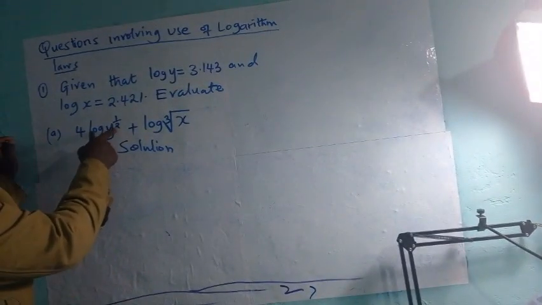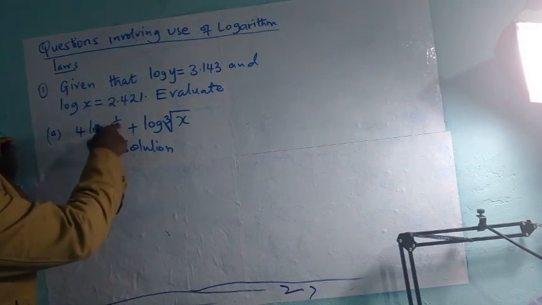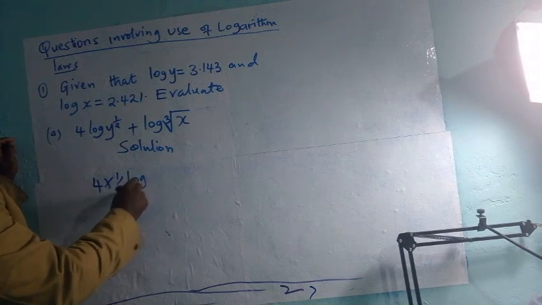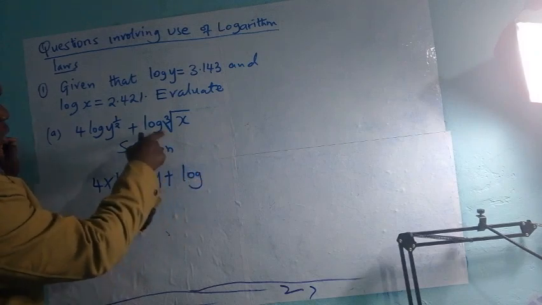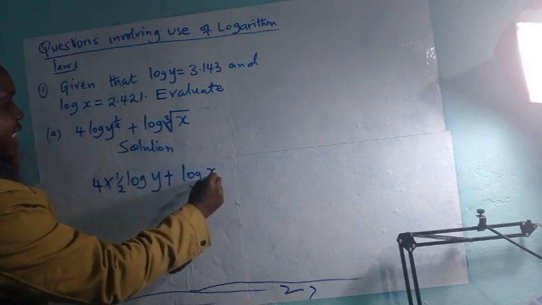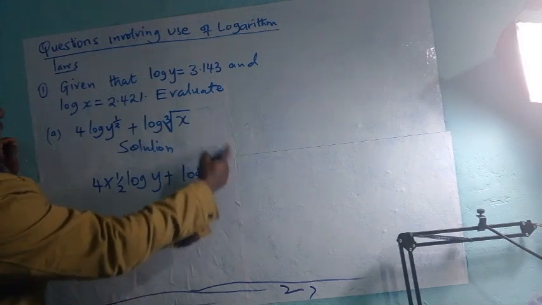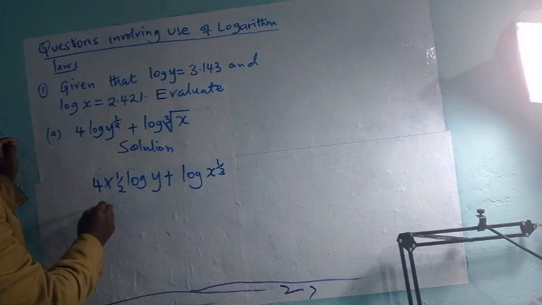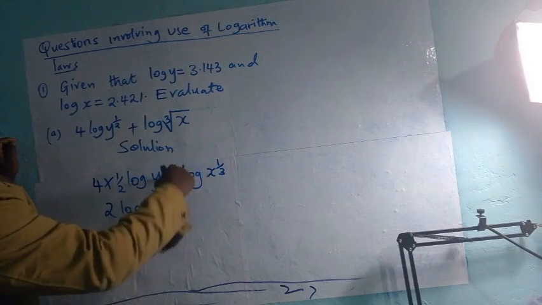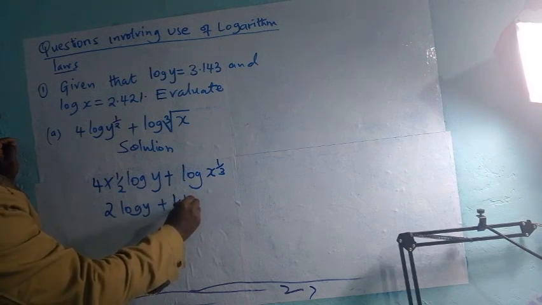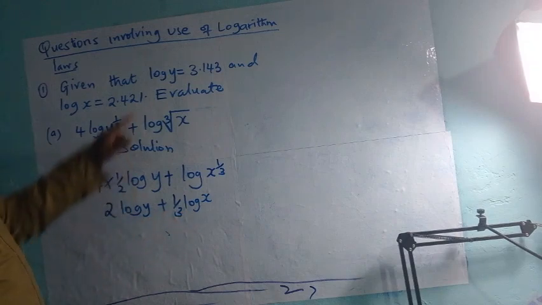In our solution, bring the power to this side. So we will have 4 times the power, which is a half, log y. Then plus log, this one is the same as x raised to power 1 over 3. This is the same as this, and we know the power is supposed to be here. So it is going to be 2 log y plus, bring this here, a third log x.